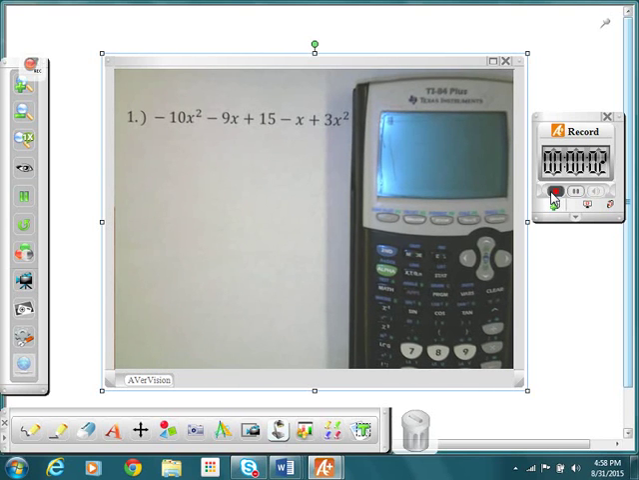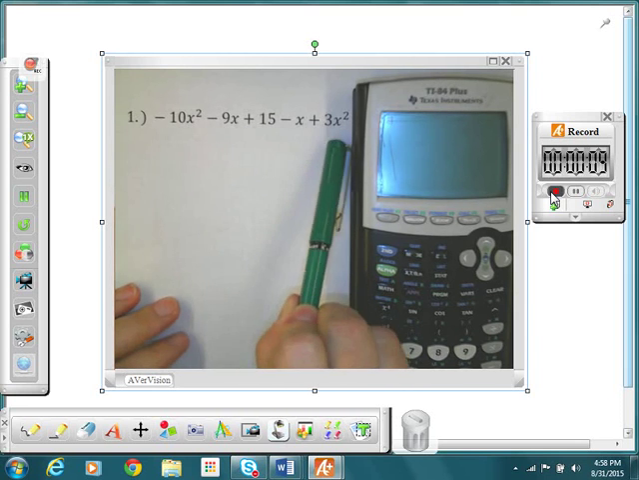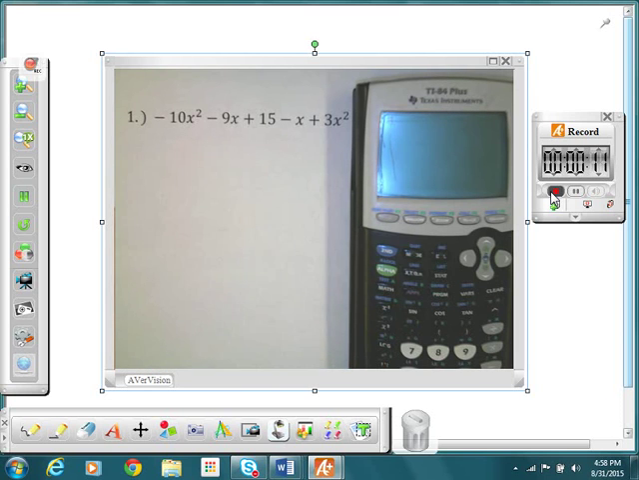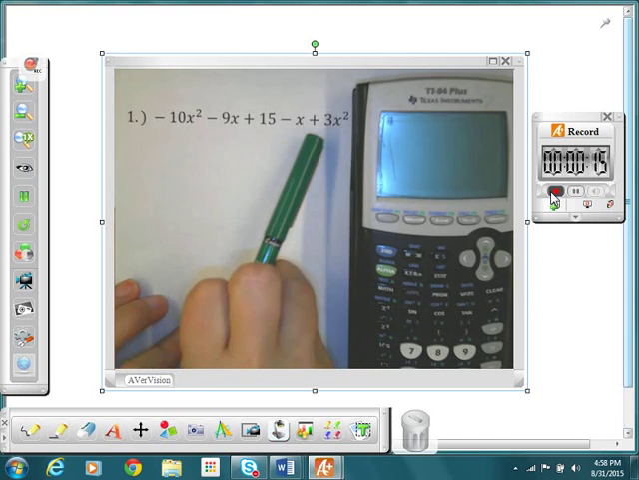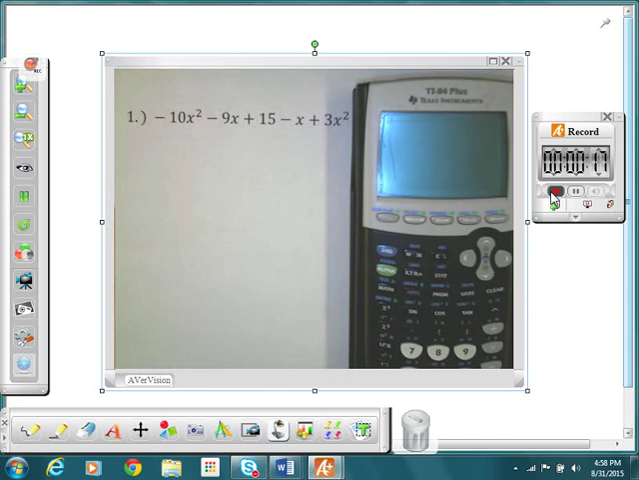Our first example is an example of combining like terms. If you will notice, there are no parentheses. When there are no parentheses and there's nothing here to indicate multiplication or division, all we're doing is matching the like terms. Once we've matched the like terms, we then put them in our calculator to find our answer.